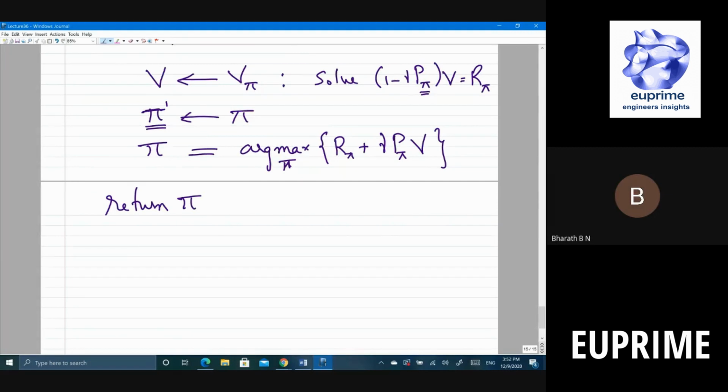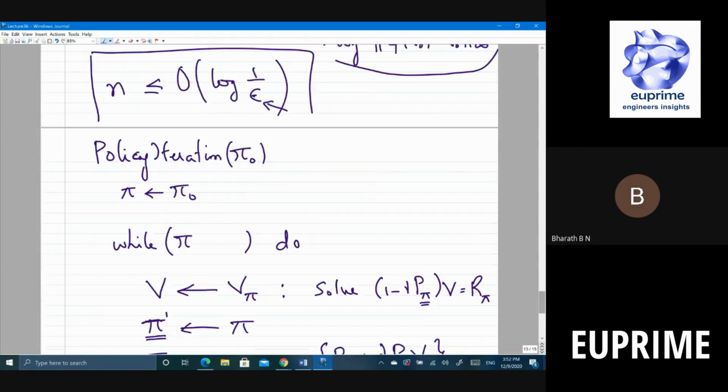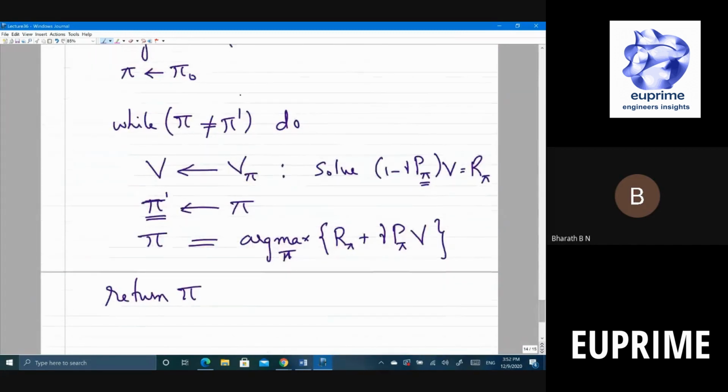Keep doing that, and return pi. But when should you repeat? As long as pi is not equal to pi dash, repeat. Or if you want, you can say policy pi is close to pi dash in some norm. If the difference is small, you stop. Otherwise, as long as the difference is larger than some threshold, you keep doing this.